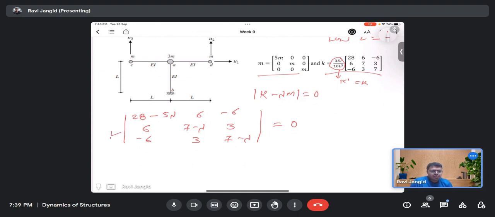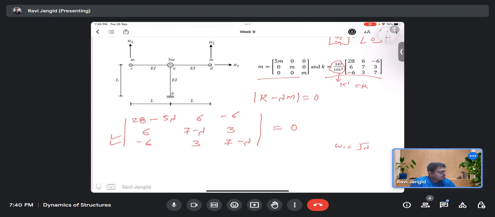And then whatever lambda you find, omega 1 is the lambda, and that is multiplied by the factor 3 EI by 10 m L cube. So give me the characteristic equation for this, so that we can proceed.